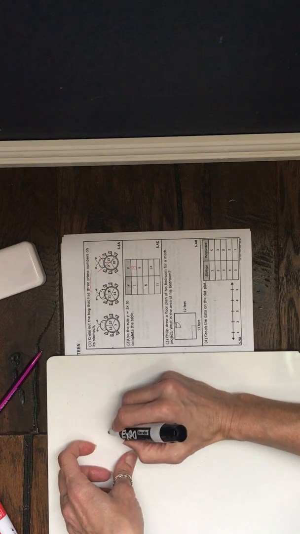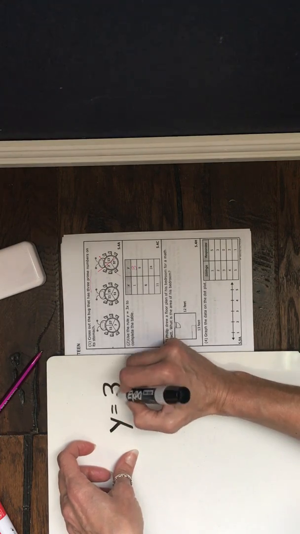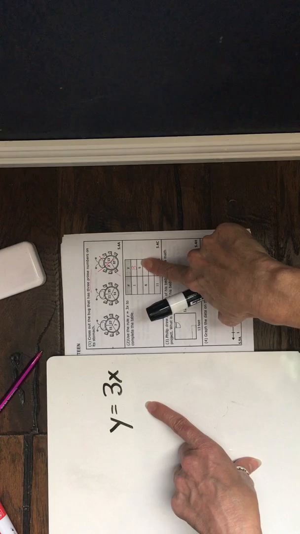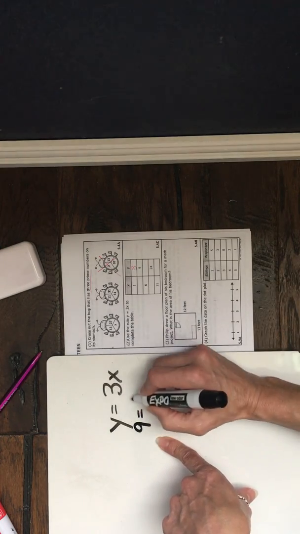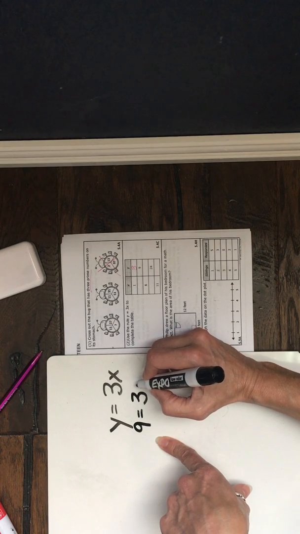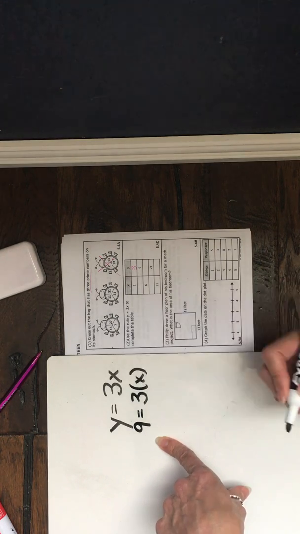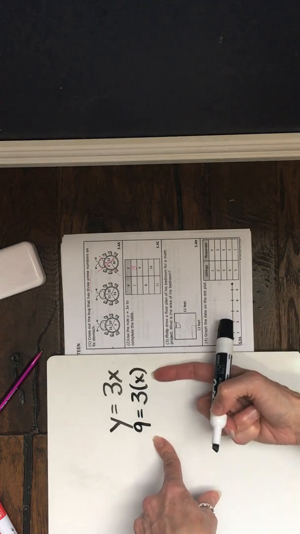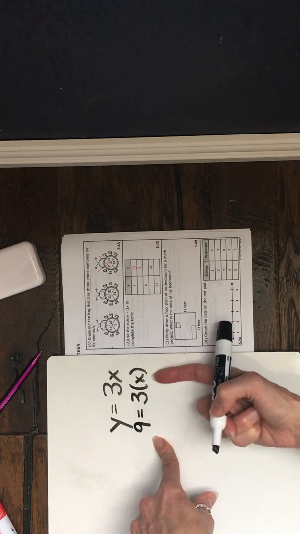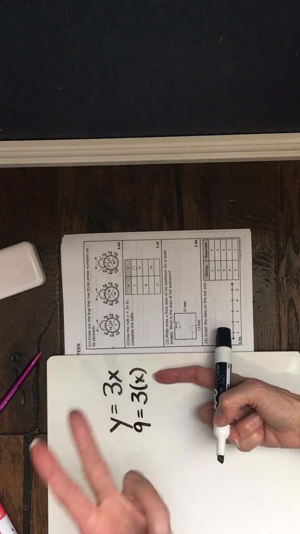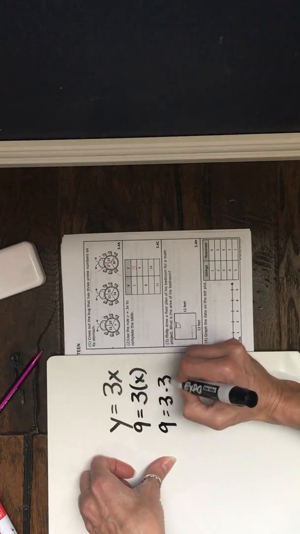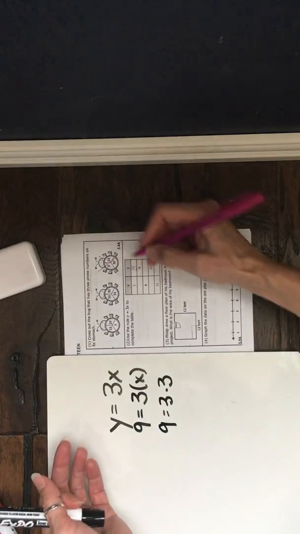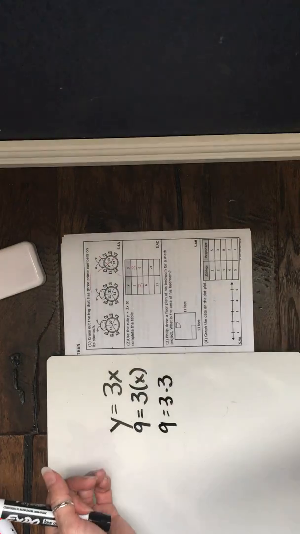So our formula doesn't change. Y equals 3x. It gave us our y this time, so I'm going to put 9 in for y. Our coefficient doesn't change. So what's our variable? Well, 9 equals 3 times what? What is multiplied by 3 to give you 9? 3, 6, 9. So that's going to be 3. So 9 equals 3 times 3. So that means our x is going to be 3.